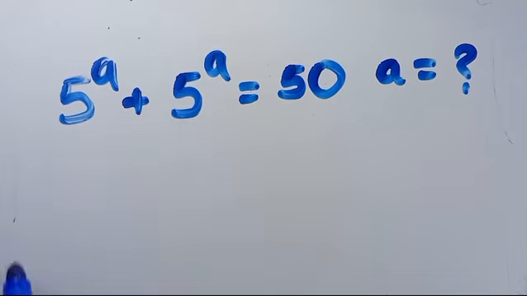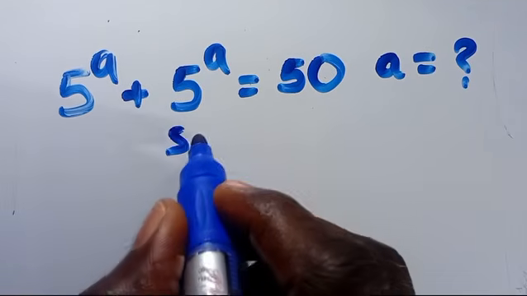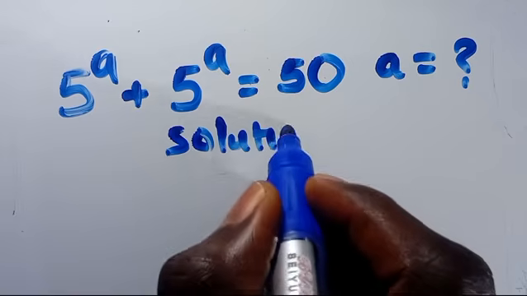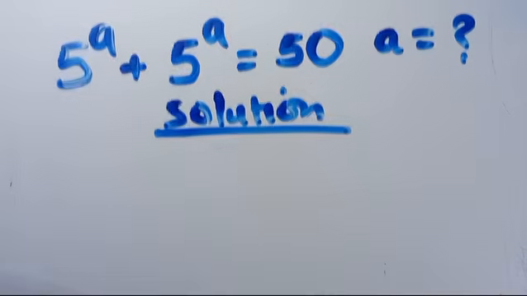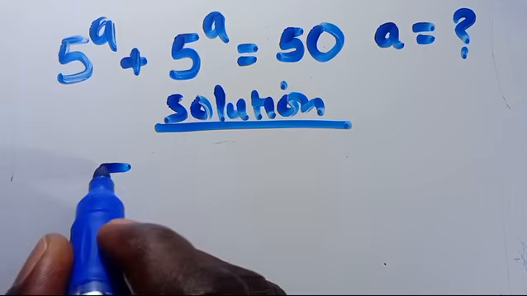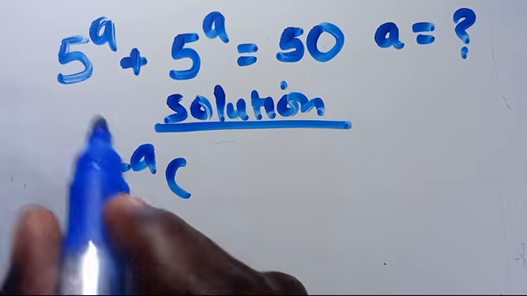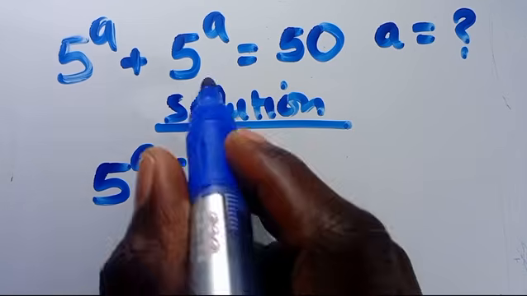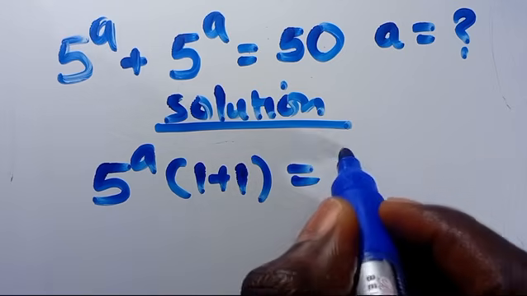What is the value of a given that you have this? Solution from here. We have 5 to the power of a in common. We can factor it out to be 5 to the power of a, open parenthesis, this divided by this will be 1, plus this divided by this will be 1, equals 50.